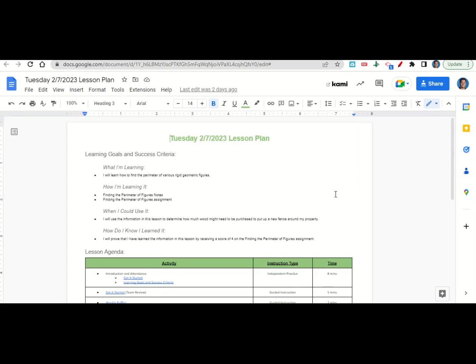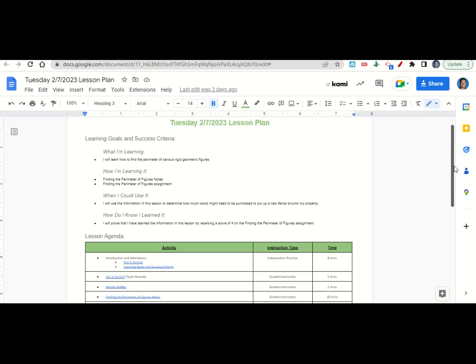First, what are we learning? We're learning how to find the perimeter of various rigid geometric figures. How are we learning it? Through the Finding the Perimeter of Figures notes and the Finding the Perimeter of Figures assignment. When can we use this information? To determine how much wood might need to be purchased to put up a new fence around your property. How do you know you learned it? By getting a score of 4 on the Finding the Perimeter of Figures assignment.